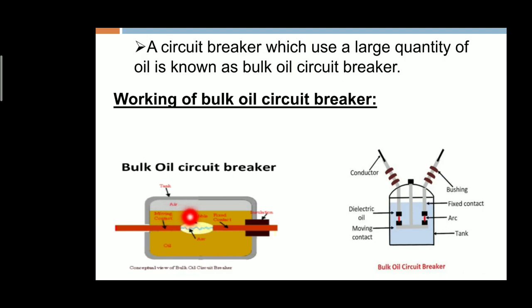In between the fixed and the moving contacts, if any fault occurs, an arc will automatically be struck. This is the arc. When the arc is produced between the moving and fixed contacts, it is totally immersed in the oil. Due to that arc, high temperature is produced.